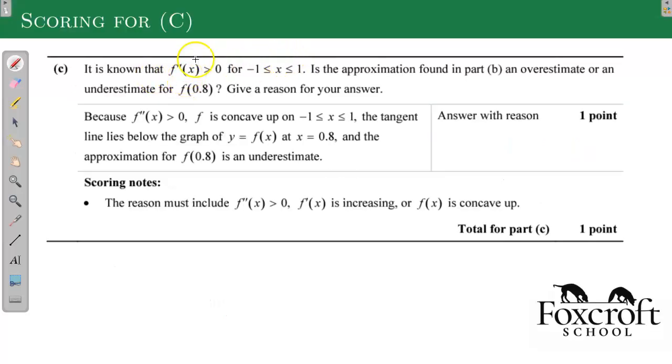I just noted that the second derivative is bigger than 0. Is the approximation found to be an overestimate or an underestimate? So if the second derivative is bigger than 0, what does that mean? It means it's concave up. If I put a tangent line on something that's concave up, am I going to get an overestimate or underestimate? Well, everything is above the tangent line. So it's an underestimate because my line is under my graph. That's basically write that whole thing out as a sentence. That's 1 point.